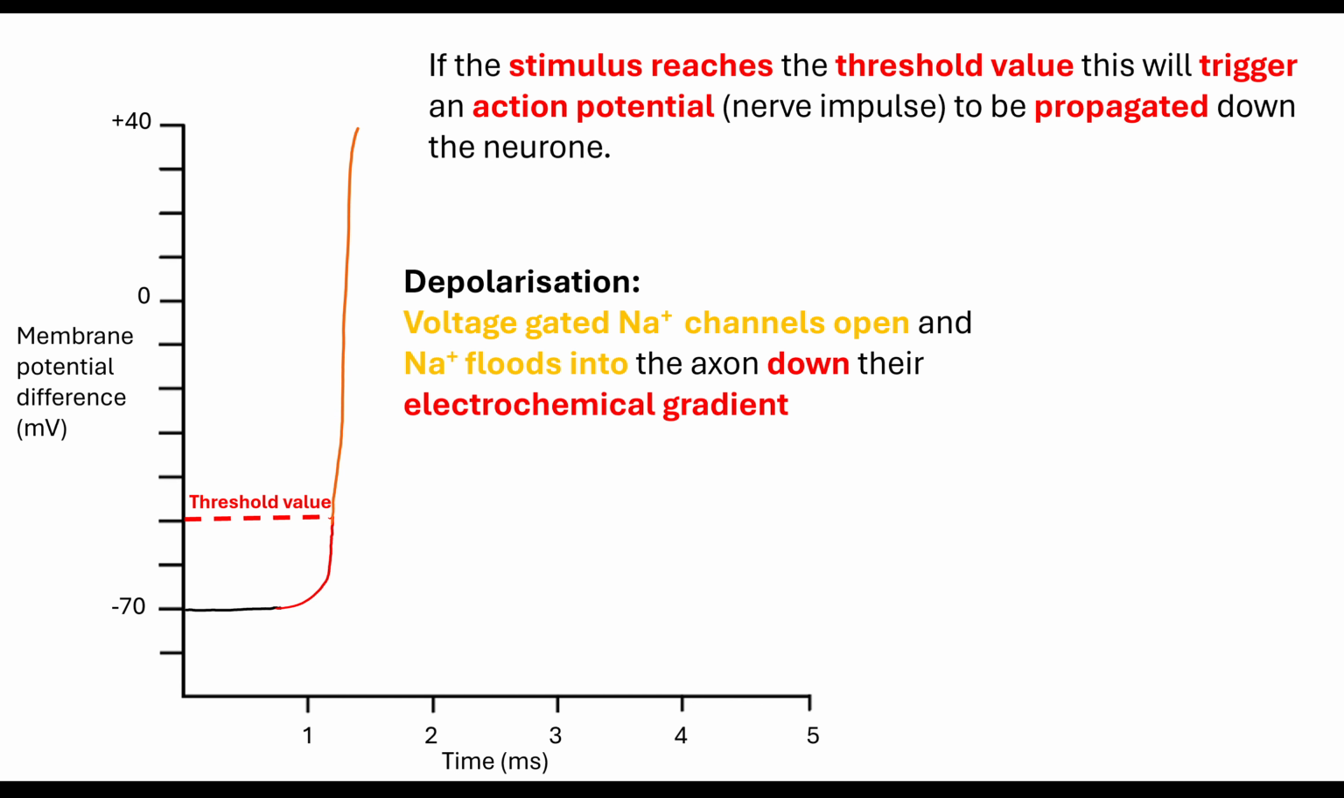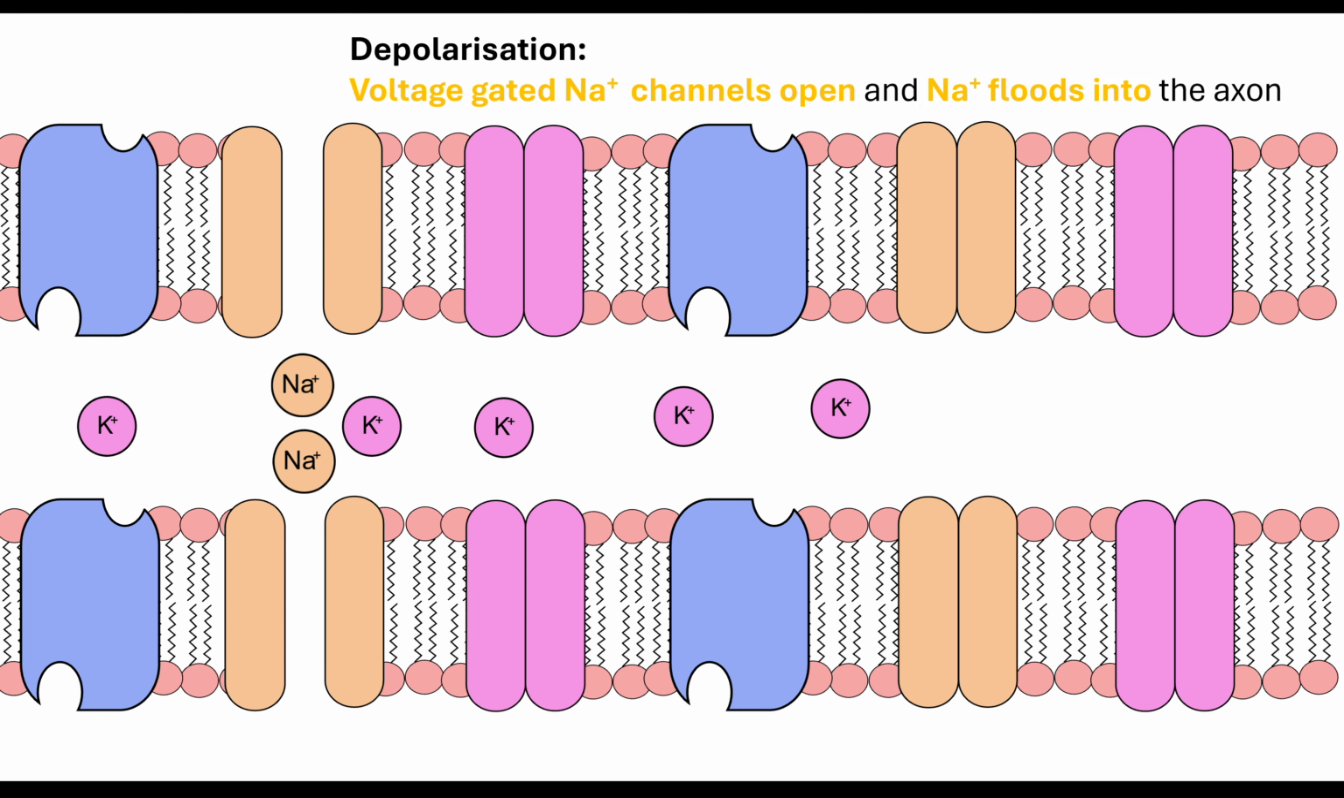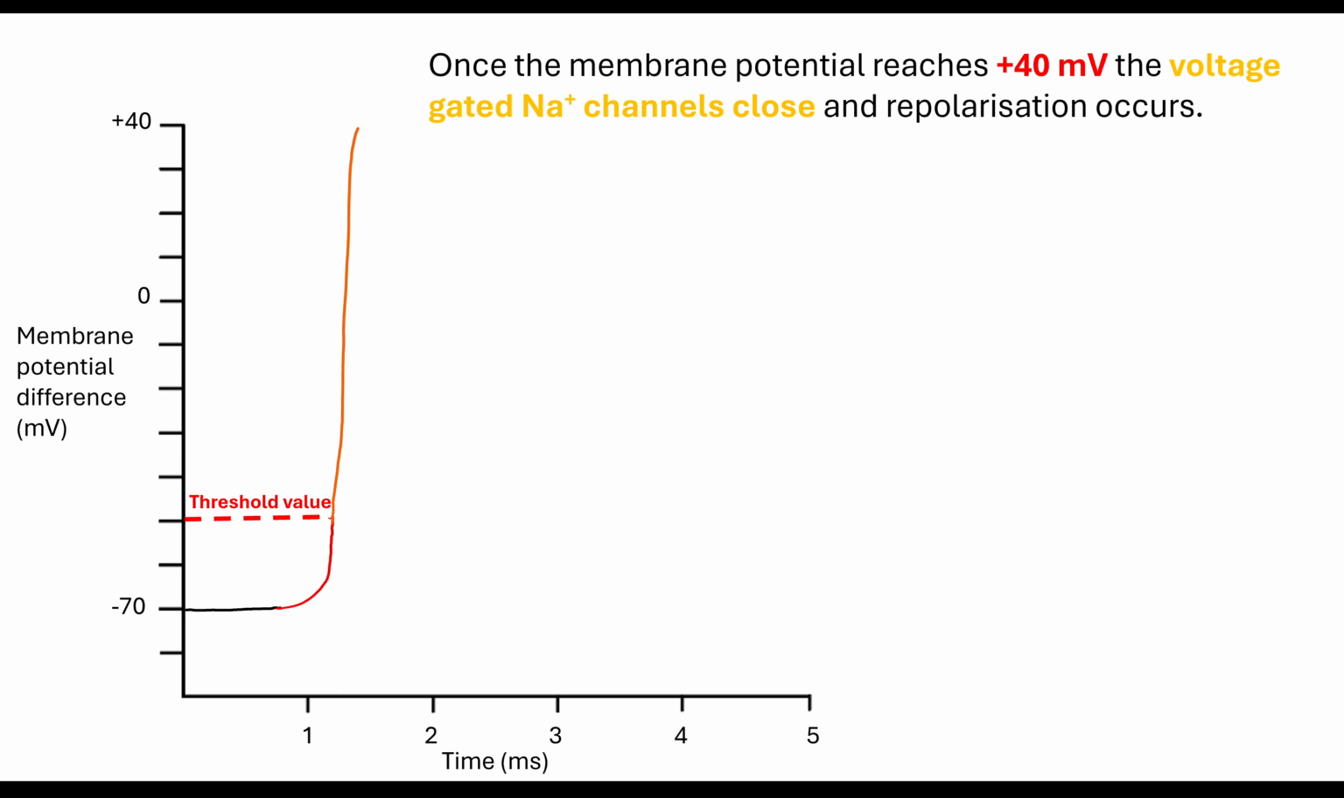Those voltage gated sodium channels are open, so more sodium is going to be flooding in. The sodium is able to move in because the channel is now open. It's in its electrochemical gradient, so it will flow down its electrochemical gradient into that axon.